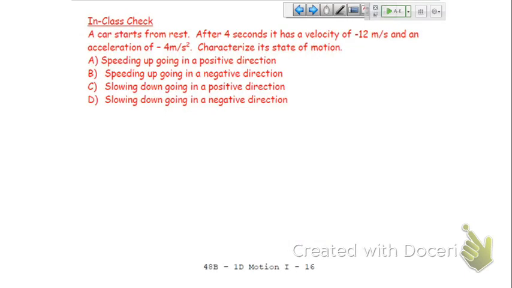So can you do this one for me? Let's just do it. Starts from rest. After 4 seconds, it has a velocity of -12 meters per second and an acceleration of -4. So what is it doing? Speeding up or slowing down? Speeding up. And which direction is it going in? Negative, yeah. So speeding up, going in a negative direction. B on that one. Cool.